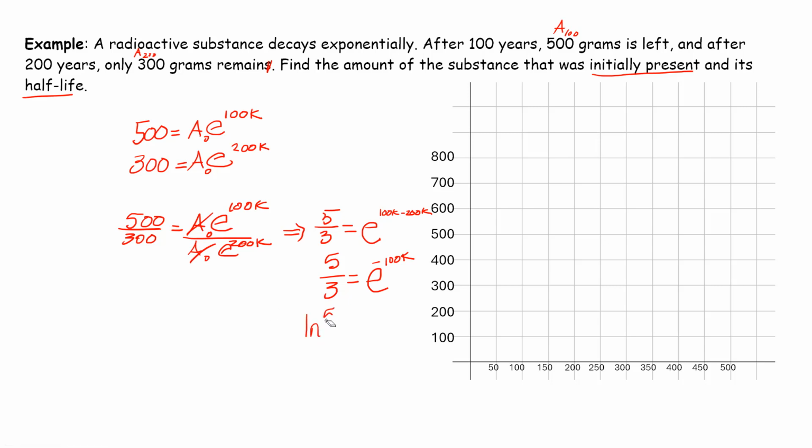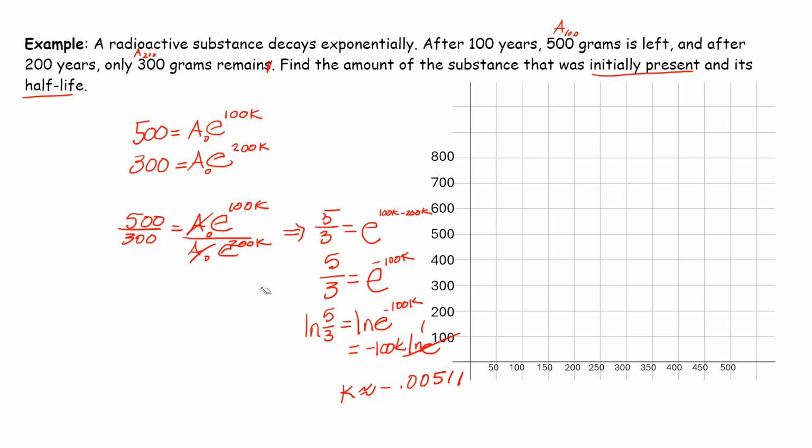So take the natural log on both sides. And then on this side, we can rewrite it as negative 100k, natural log of e. The natural log of e is 1, so that's multiplied by 1. And then we can take the natural log of 5/3. So I would hit 5 divided by 3 equals, then hit natural log, then divide by negative 100. And you have that k is about negative 0.00511.